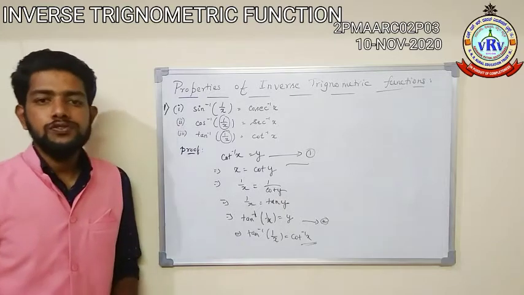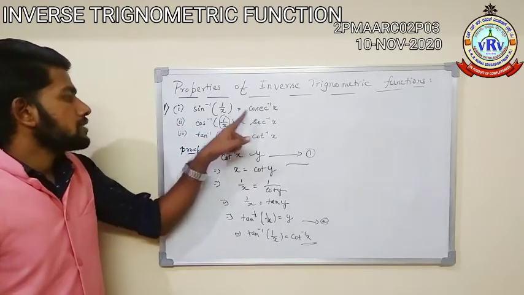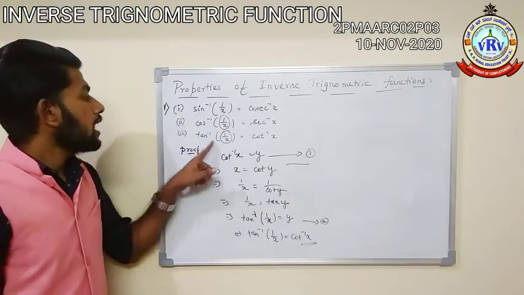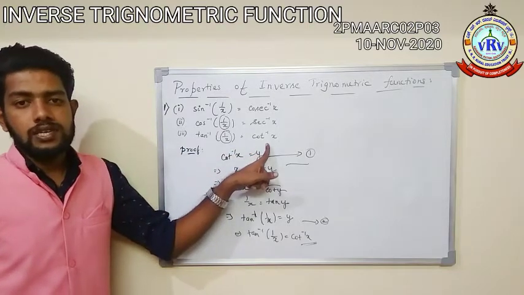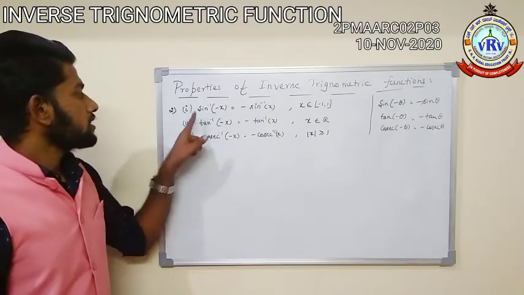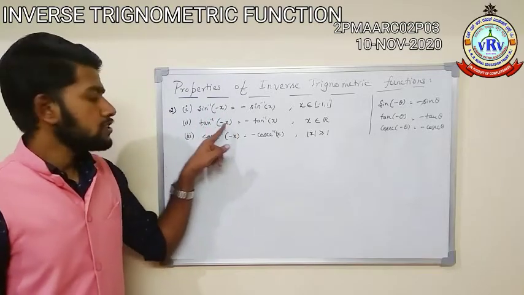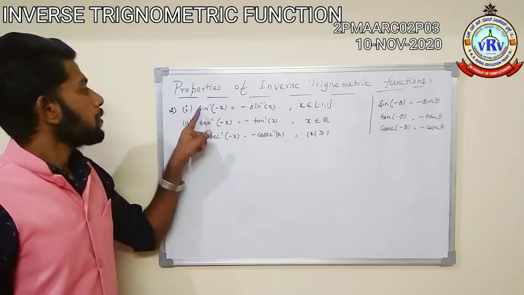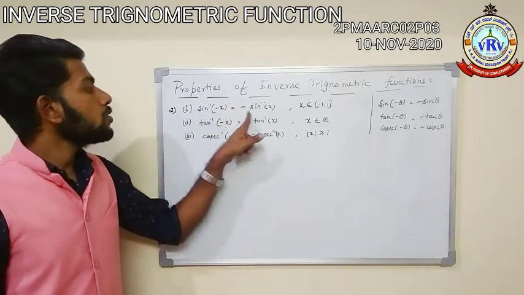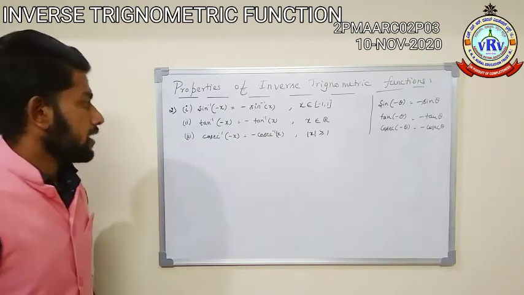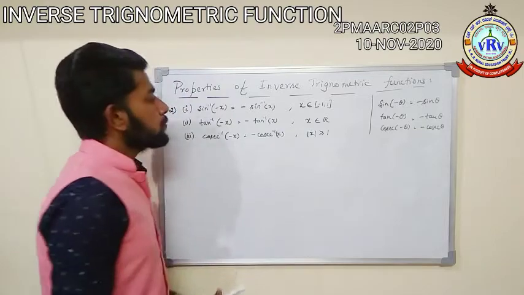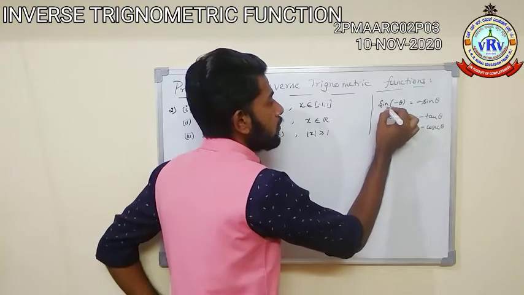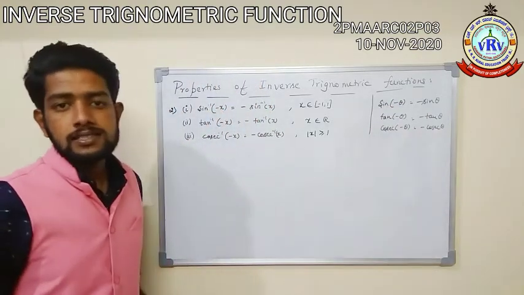This is a simple proof for sine inverse of 1 by x is equal to cosecant inverse of x, cos inverse of 1 by x is equal to secant inverse of x, tan inverse of 1 by x is equal to cot inverse of x. In the second property, we have sine inverse of minus x, tan inverse of minus x, and cosecant inverse of minus x. The first part of the second property is sine inverse of minus x is equal to minus sine inverse of x. To prove this we should know this condition, because here we require sine of minus theta is equal to minus sine theta.